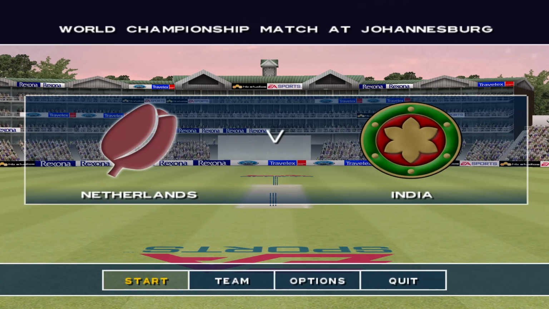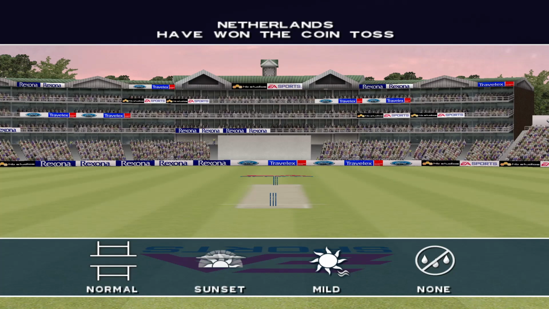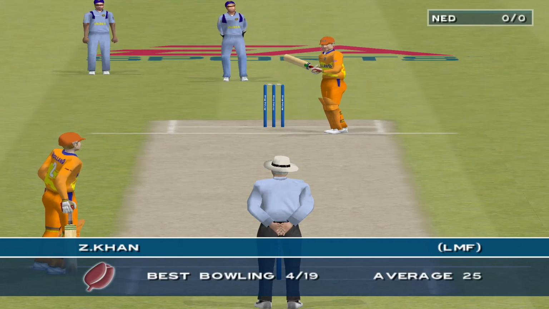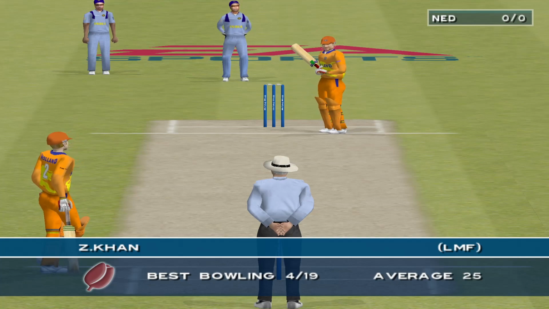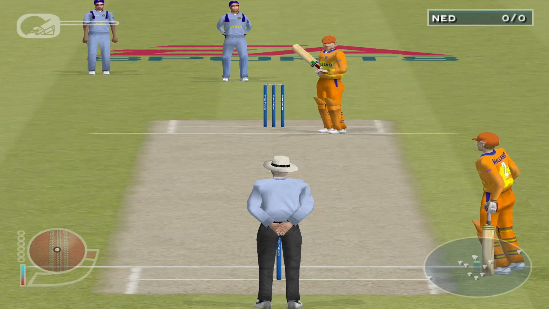Welcome to this one-day match between Netherlands and India at Johannesburg. So the outcome is that Kloppenburg won the toss. So let's take a look. Netherlands are about to start their innings. Khan is coming around the wicket.